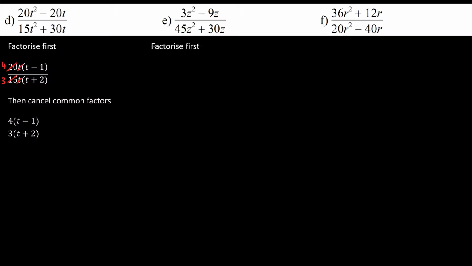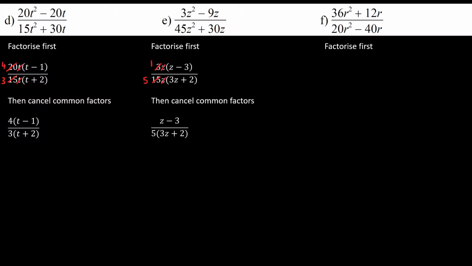In E, we can take out a 3z, and we're left with z minus 3. And on the bottom, we could take out a 15z, so we're left with 3z plus 2. So then we can cancel out the z's and divide by 3. So we have 1 over 5, and then our brackets. Remember, when we have a 1 outside of brackets, we can drop the brackets.